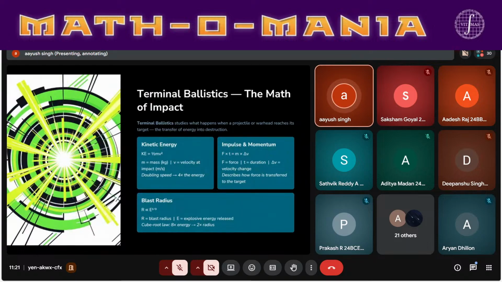But the most significant type of energy we use here is the blast radius. Here E is the explosive energy released. It is the most amount of energy that is released during the time of impact. It follows a cube root law, which means that R is directly proportional to the one third root of energy. So if we increase the energy by 8 times, the radius would be doubled.